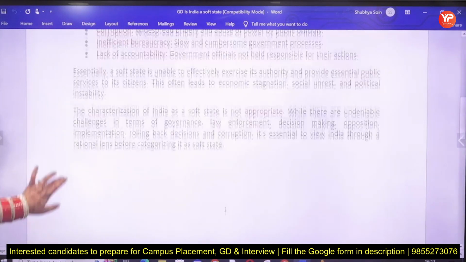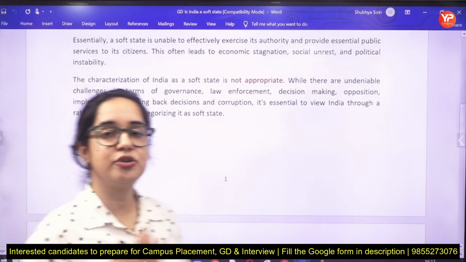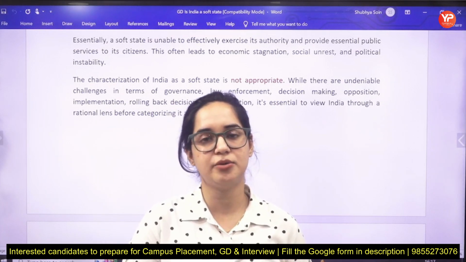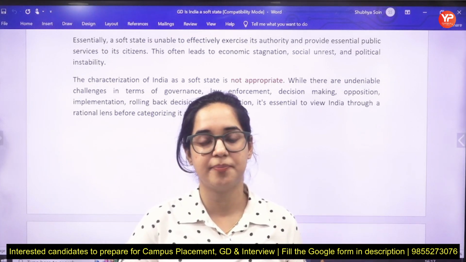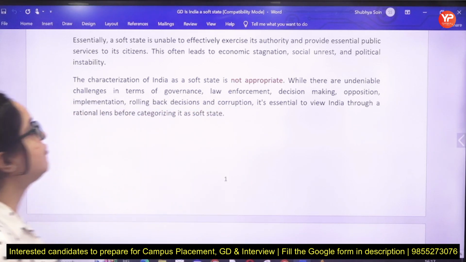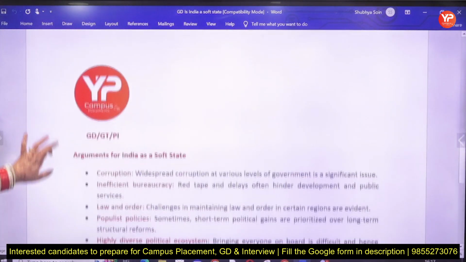The characterization of India as a soft state is not appropriate. Now, as every coin has two sides, one positive and one negative, similarly we can say, yes, we do agree that India is a soft state, but on the other hand, we can disagree with this terminology and say no, we don't find it appropriate. While there are undeniable challenges in terms of governance, law enforcement, decision making, opposition, implementation, rolling back decisions and corruption, it's essential to view India through a rational lens before categorizing it as a soft state.